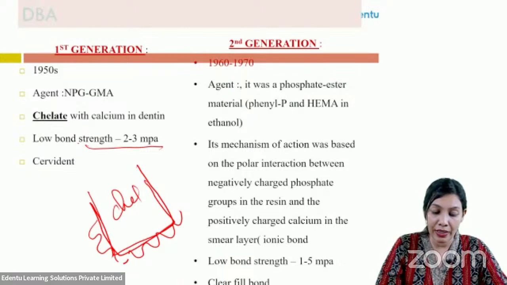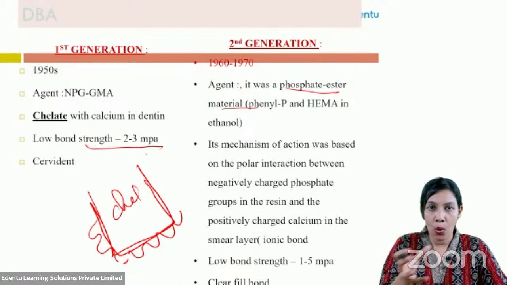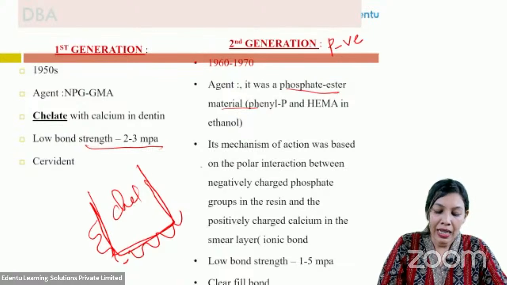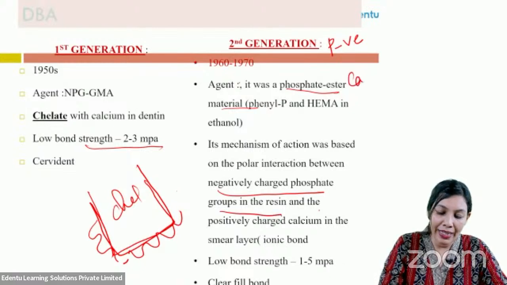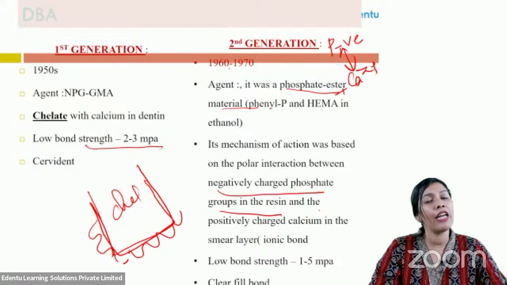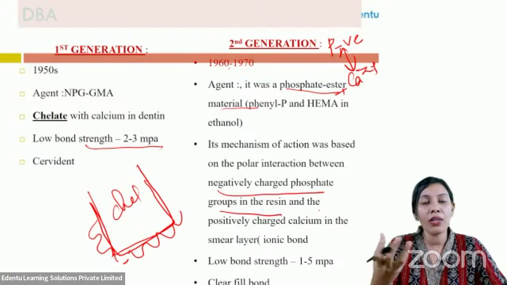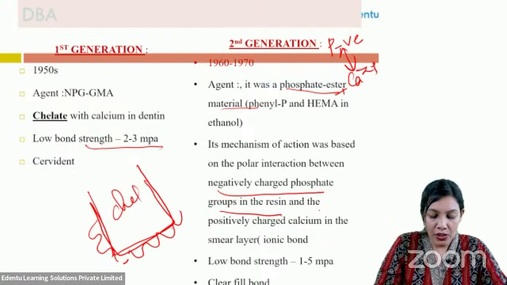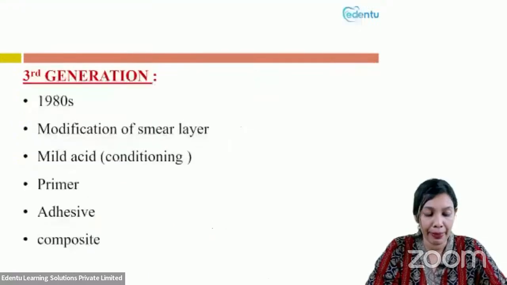The second generation, the agent was phosphate ester, and it showed a polar interaction between the negatively charged phosphate group in the resin and the positively charged calcium. So the calcium is positively charged, and it gets attached to it. Even though the bond strength was more than the first generation, it was still not up to the mark. So it had a low bond strength again of 1 to 5 MPa.